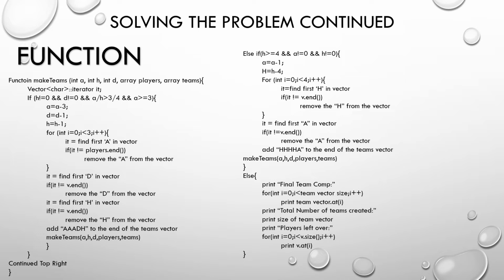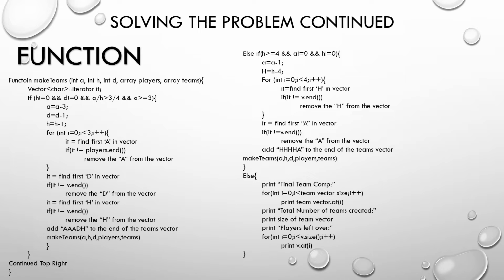And then we drop the A off the end of the players vector, and then we would add the 4 healers and 1 attacker team to the end of the teams vector, and then we would run the recursive function again, so we'd run make teams again.